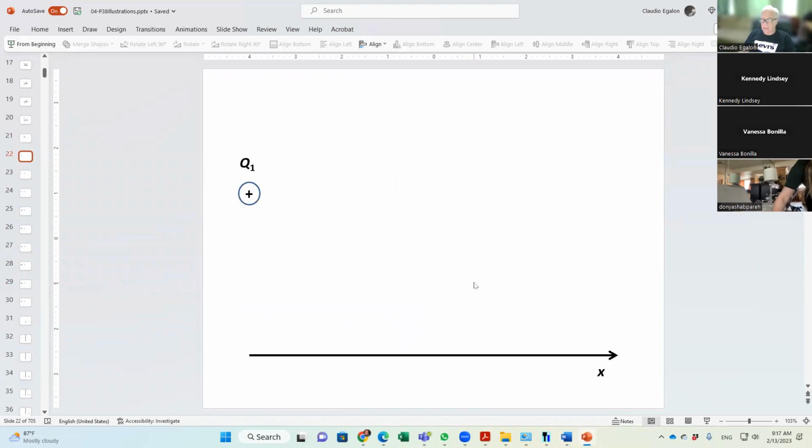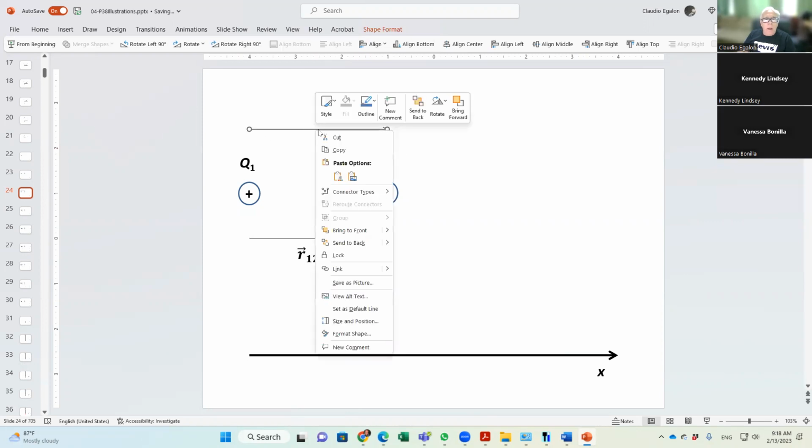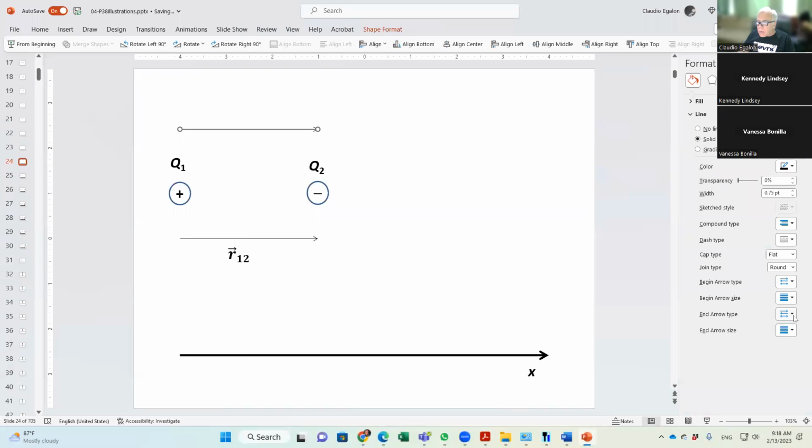We have this positive charge that's sitting next to the negative charge. There is a position vector that goes from 1 to 2, but there is also another position vector that goes from 2 to 1. That's where we got into trouble here. I'm going to change the format shape.